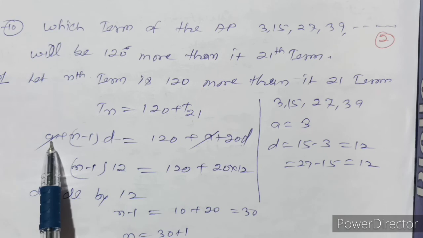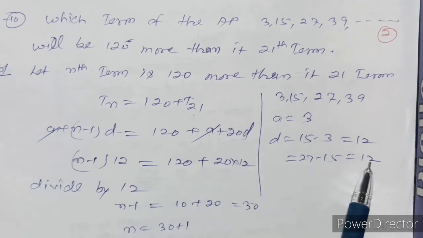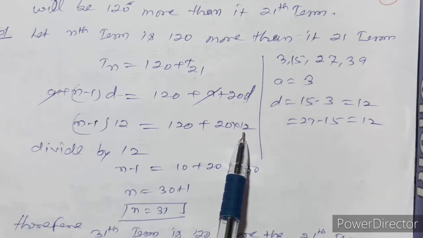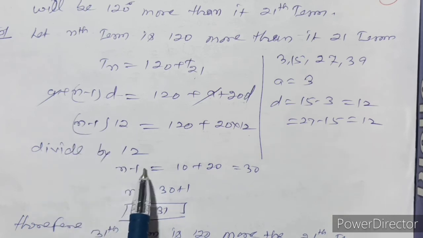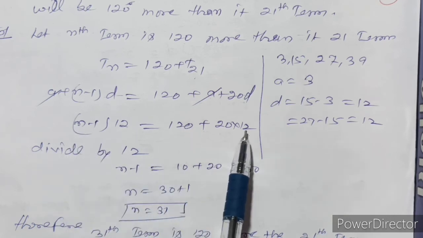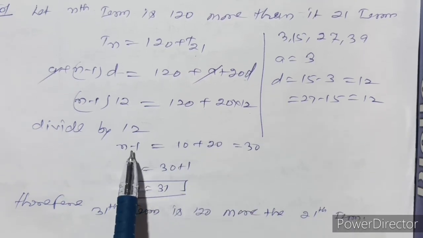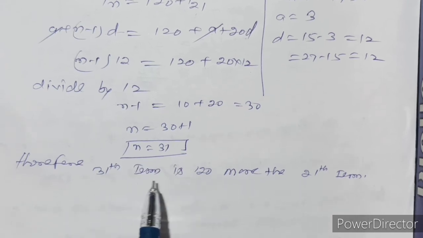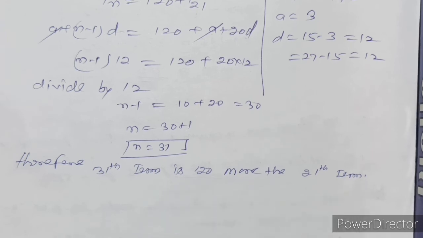A and a cancelling both sides and putting the value of d in this place. d is 12. Divide by 12 easily. Then we have n minus 1 divided by 12, so get 10, and divide by 12 get 20. 20 plus 10 equals 30, and 1 is transferred to the other side. That means the number of terms n equals 31. Therefore, the 31st term is 120 more than the 21st term.